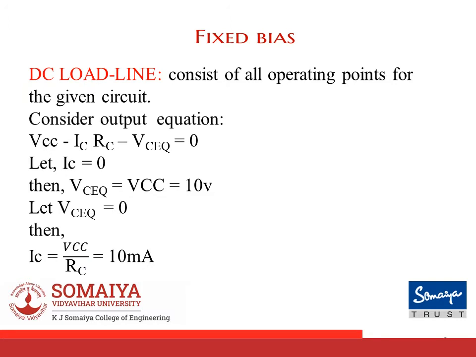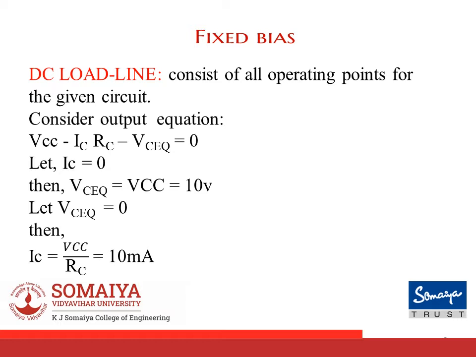Now let's discuss the DC load line for the fixed bias circuit. To do so, I will be considering the output equation. The output equation is VCC minus IC RC minus VCEQ equal to 0. To draw the DC load line, I will be considering two extreme conditions. Once when IC is equal to 0, I will be able to calculate VCEQ. The VCEQ turns out to be equal to VCC, which is 10 volts.